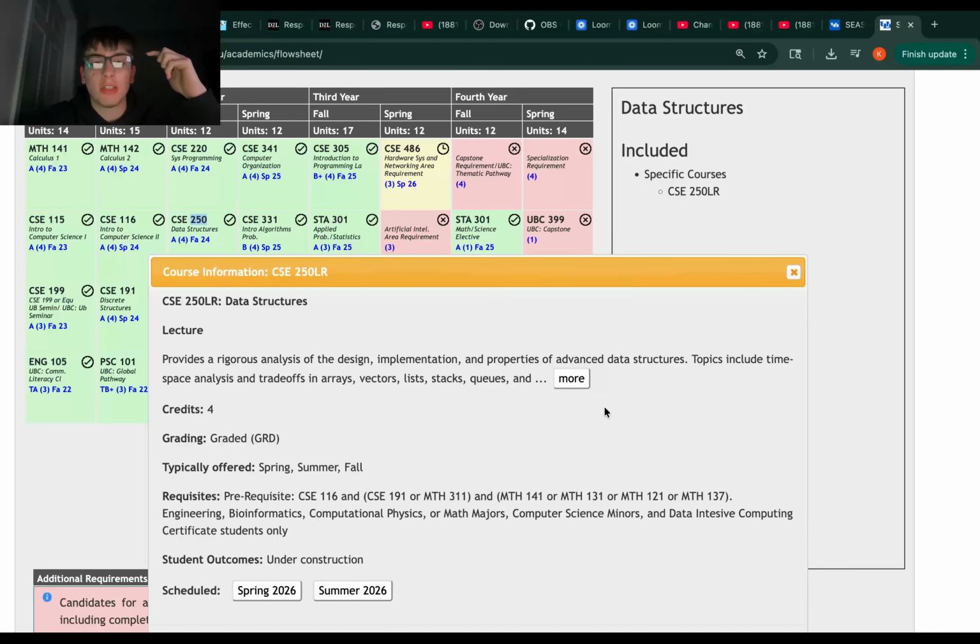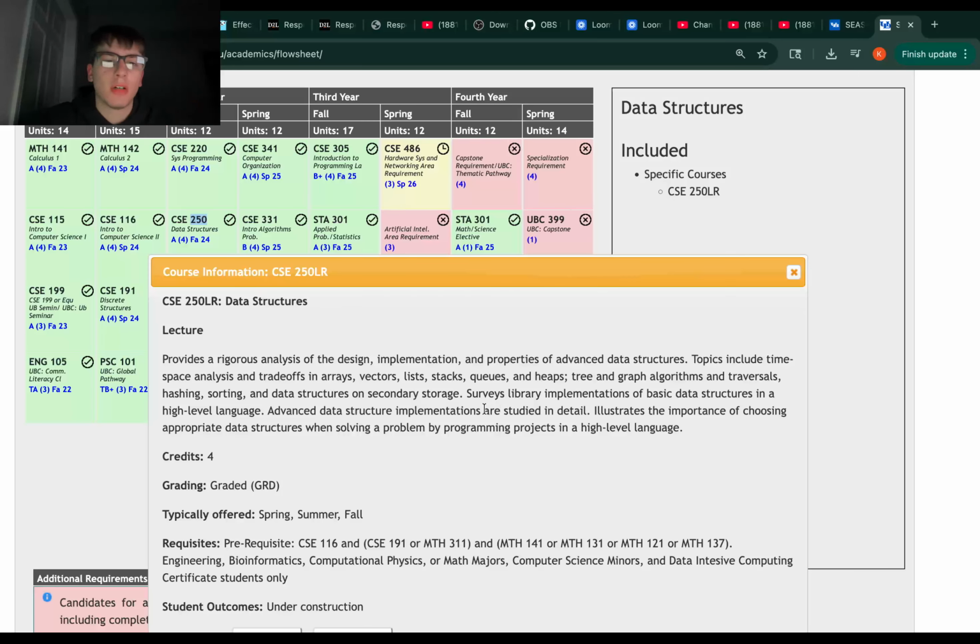It talks about all different things from arrays, lists, stacks, queues, heaps, graph traversals, sorting, hashing. Basically everything that you'll be asked on an interview about data structures. This will be it right here. This is all you really need. If you really need the base foundation, 250 right here, data structures.